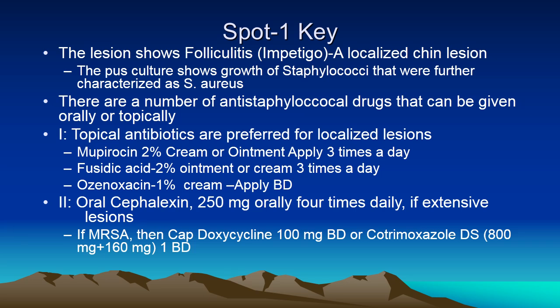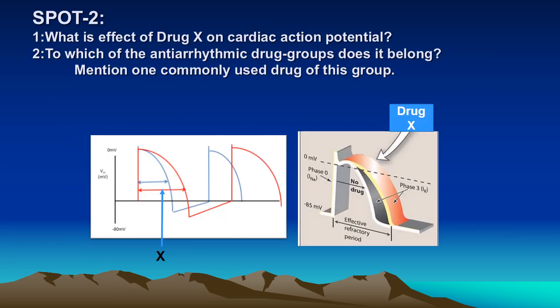If MRSA is there, because these staphylococci become resistant, then simple drugs like capsule doxycycline 100 mg twice daily or cotrimoxazole lower strength 1 twice daily can be used for 5 to 7 days.